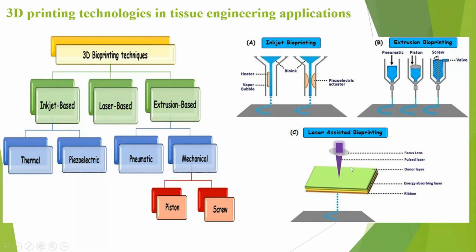In inkjet bioprinting, we use the bio-ink and the heater is at the side of the nozzle, with the help of a vapor bubble or piezoelectric actuator, so it may be formed as a bubble type. In extrusion printing, we use two kinds, pneumatic and piston type, so here we get a linear flow of printing without bubbles. And in laser printing, we use a pulsed laser and a donor layer, which acts as an energy absorbing layer, so the output is a ribbon type.